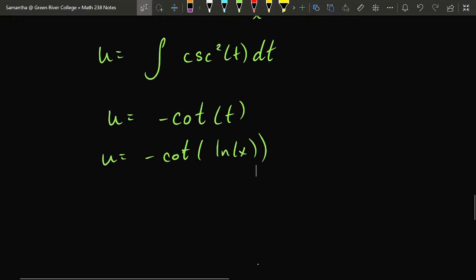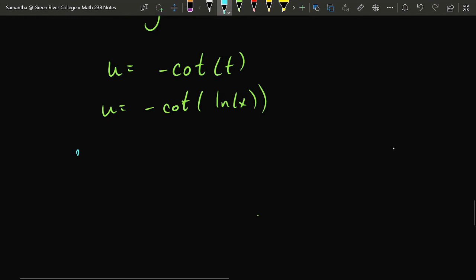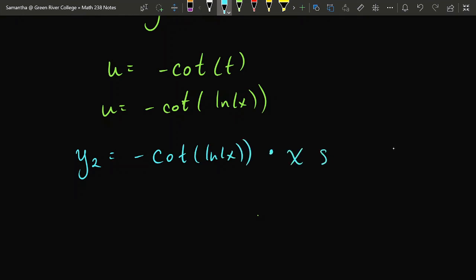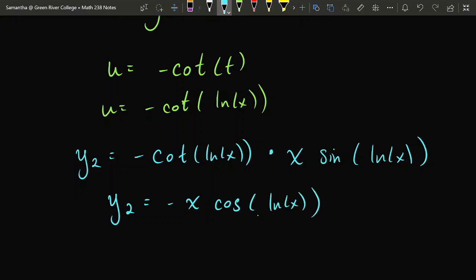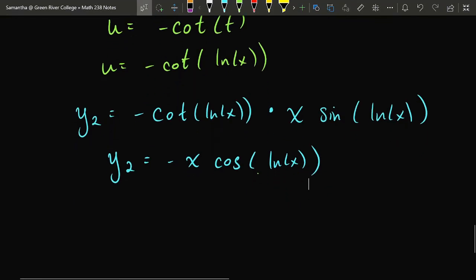So, if that's our value for u, our second solution must be equal to negative cotangent natural log of x multiplied by x times sine of natural log of x. Now when you have sine of something times cotangent of something, that can be simplified to just cosine. So our second linearly independent solution, the sister to the one that we were given, is x times cosine natural log of x as opposed to x times sine.